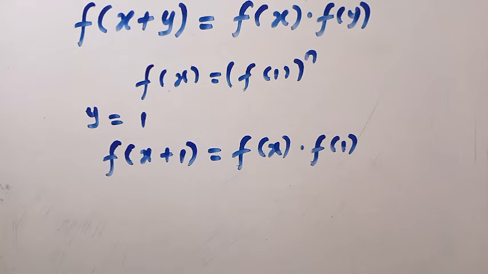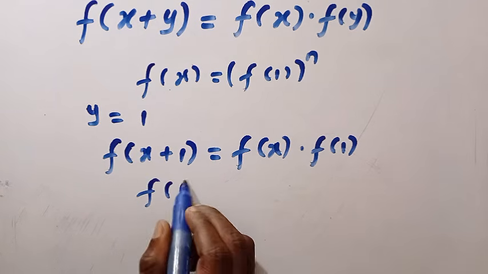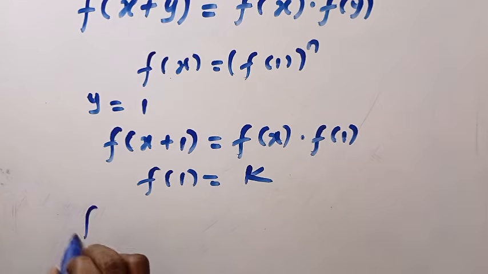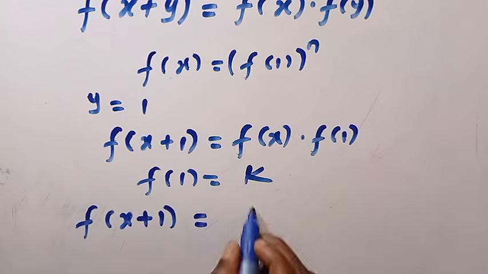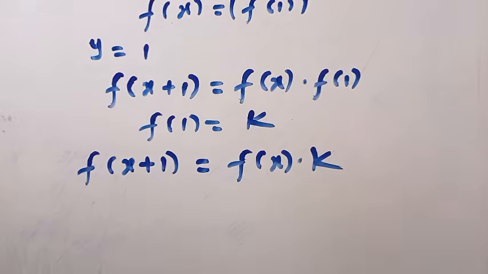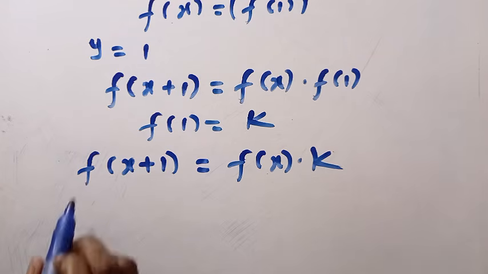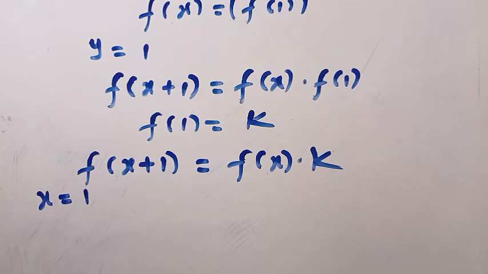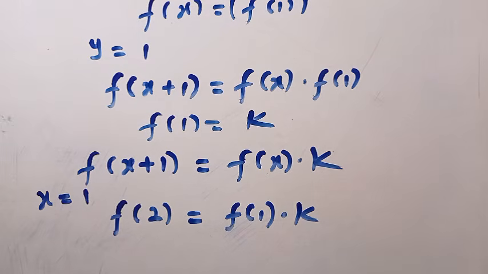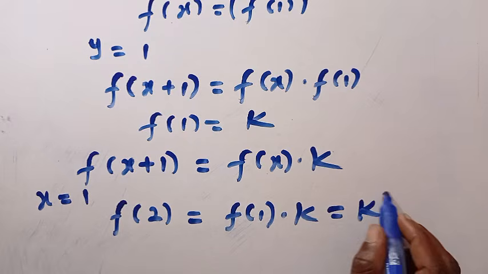And this is just like a recurrence. And how is it a recurrence? Suppose I let f of 1 equal k, or we can choose any letter. We have f of x plus 1 equals f of x multiplied by k. Again, to see that this is a recurrence, if I let x equal 1, we have f of 2 equals f of 1 multiplied by k. But we have f of 1 equals k, so for f of 2, we have k squared.